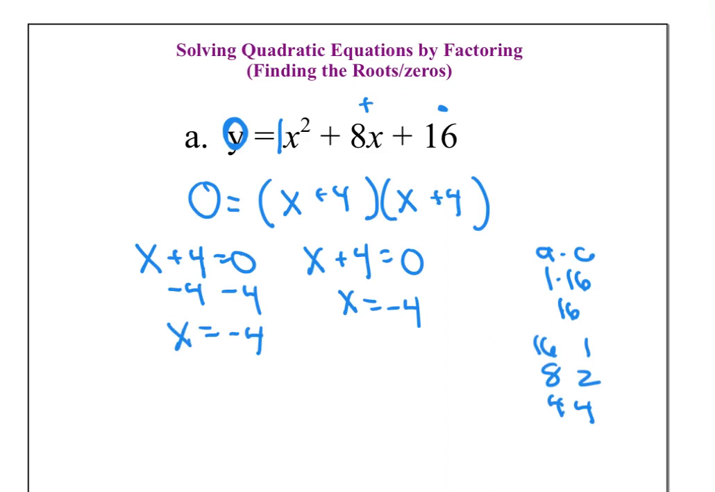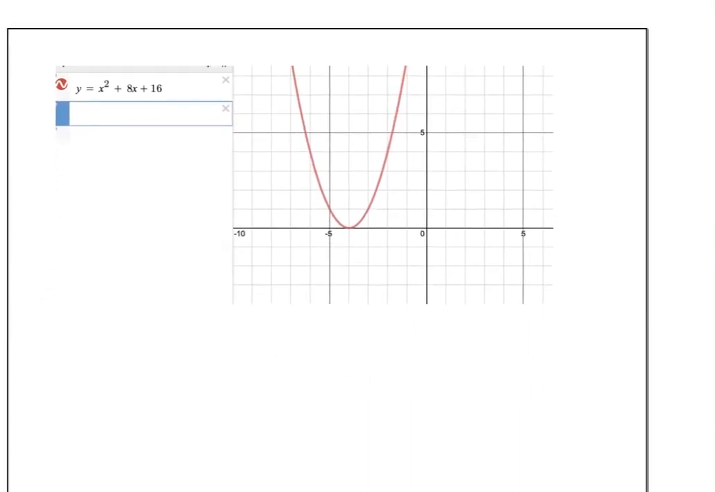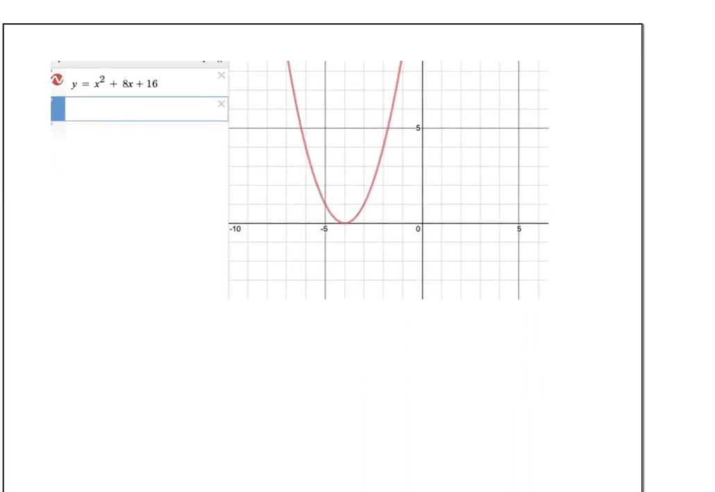So what would happen is if we were to sketch this out, our parabola would hit the x-axis once at -4. I went ahead and plugged this function into Desmos, and this was the graph I got. And you can see at x equals -4, that's the only time it hits that x-axis.